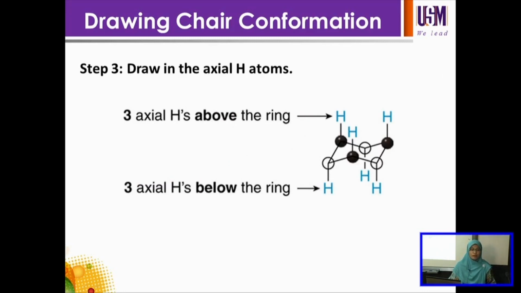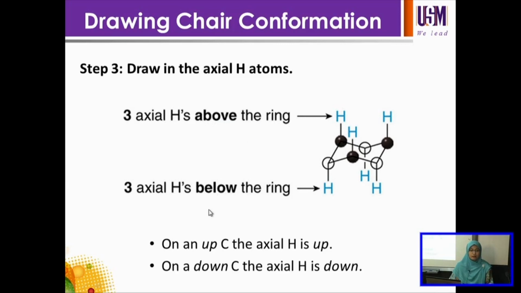Step three is that you have to draw in the axial hydrogen atoms. So on an up carbon, the axial is up, and on a down carbon, the axial is facing down. Okay? A carbon facing up will have an up axial hydrogen. A carbon facing down will have a down axial hydrogen.